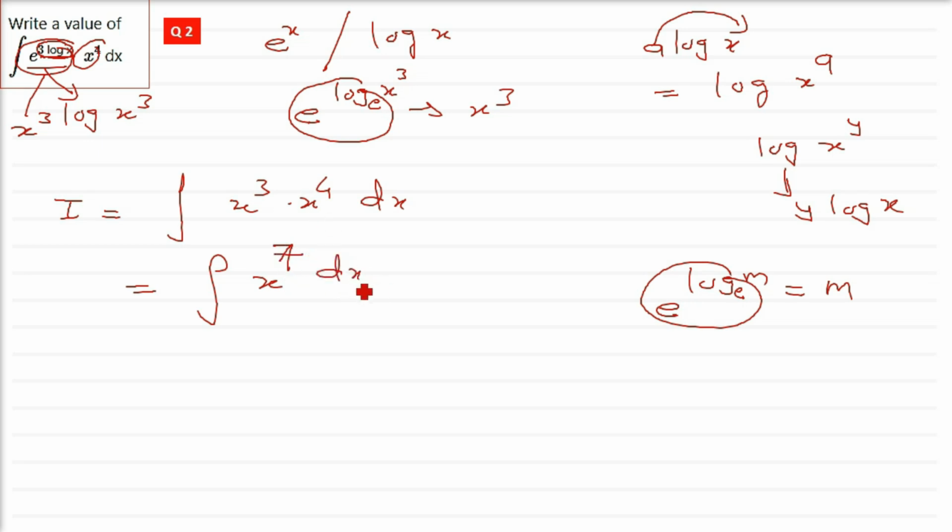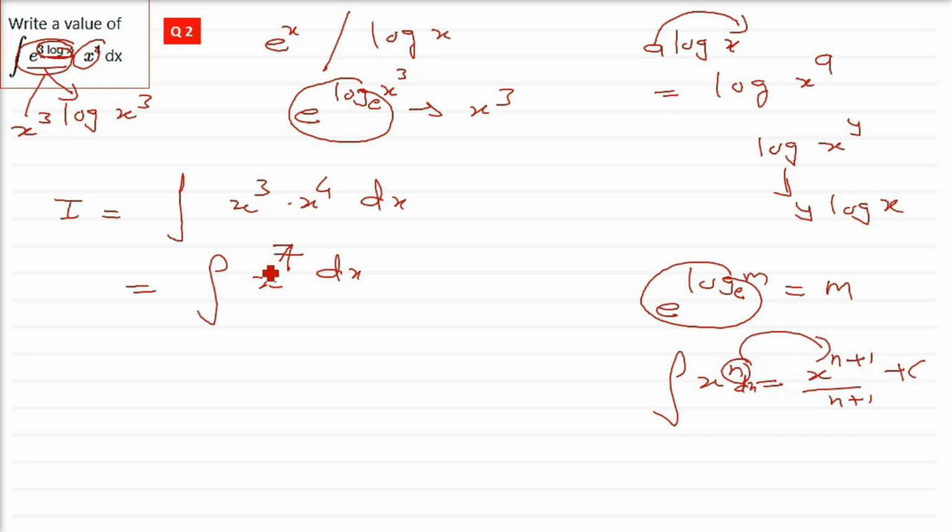And the integration of x to the power n is known to you. Let me tell you here, because it is going to come again and again. Integration of x raised to n with respect to dx is simply x raised to the power n plus 1 divided by n plus 1, plus constant of integration.